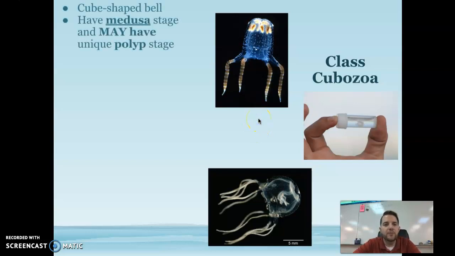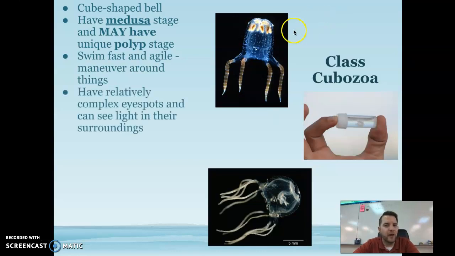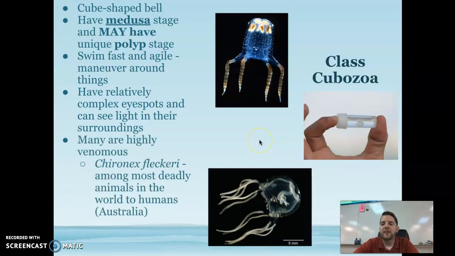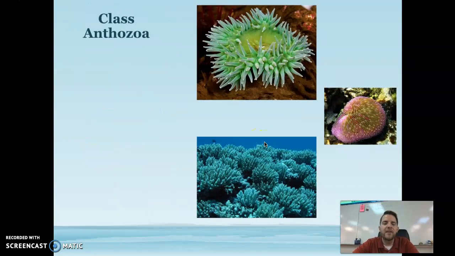Class Cubozoa, these are the scary ones. So they are cube-shaped, they have a medusa stage, and they may have a unique polyp stage, but usually they're just going to be medusas. They're very fast, and they actually have eye spots. On here you can see them, they're dark, so they can tell where light is, so they can kind of follow prey, and they can figure out where the surface is, where the bottom is, etc. They're usually extremely small, but they're highly venomous, and in fact, some of them, just one sting can kill a human.